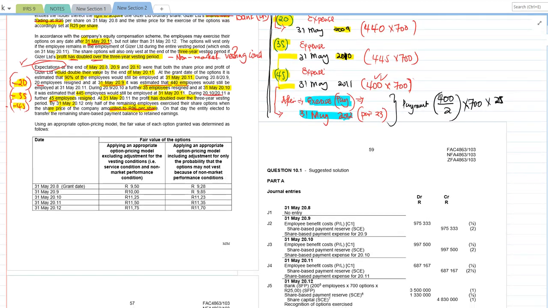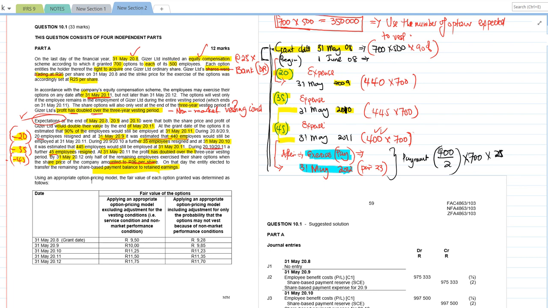Okay, so now on that date, the entity elected to transfer the remaining share-based payment to the retained earnings. So there is your last journal. They're telling you what to do. Now, regarding the share price, when we go to cash settled, that's when we're going to start looking into the share price. However, even there, it's because we want to give them the amount based on the share price. So here in equity settled, guys, the share price, don't even look at it.